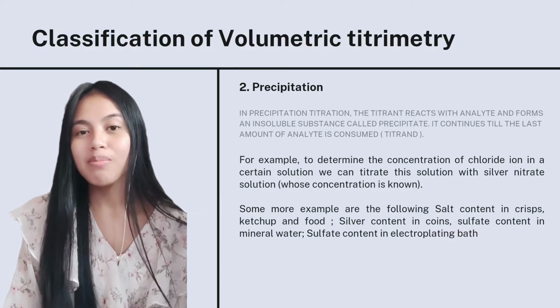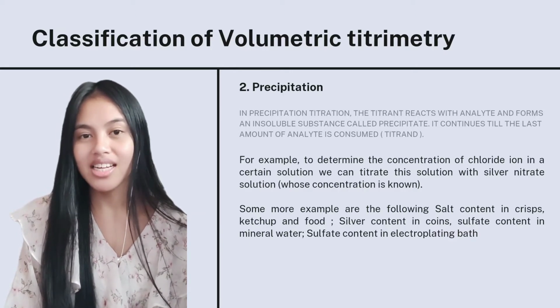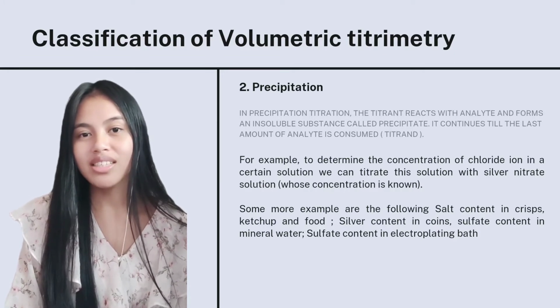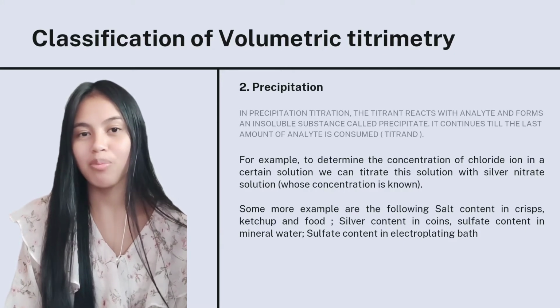Example: to determine the concentration of chloride ion in a certain solution, we can titrate this solution with silver nitrate whose concentration is known. Some more examples are the following: salt content in crisps, ketchup and food, silver content in coins, sulfate content in mineral water, and sulfate content in electroplating bath.